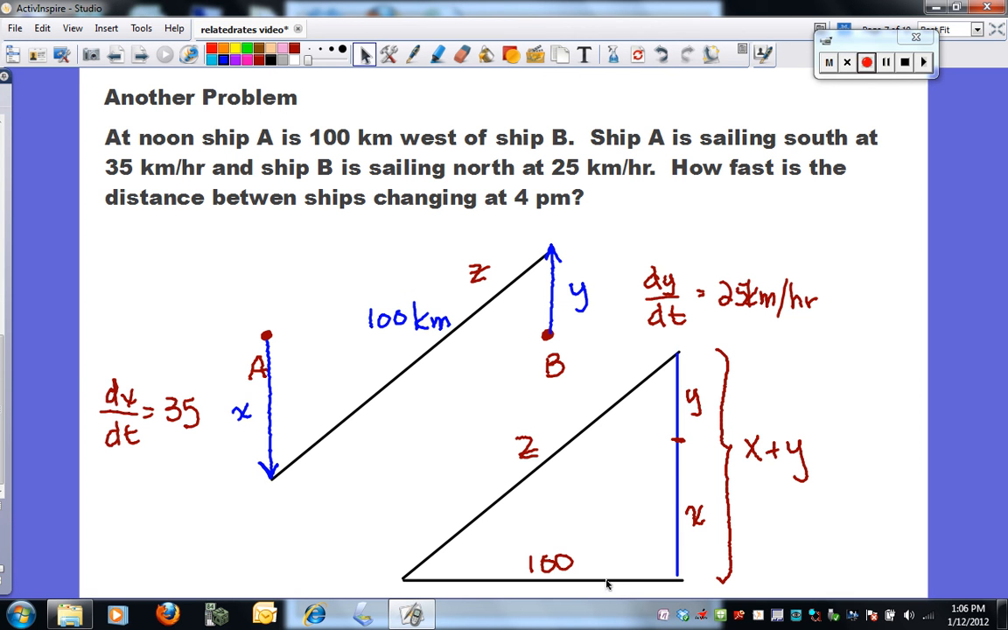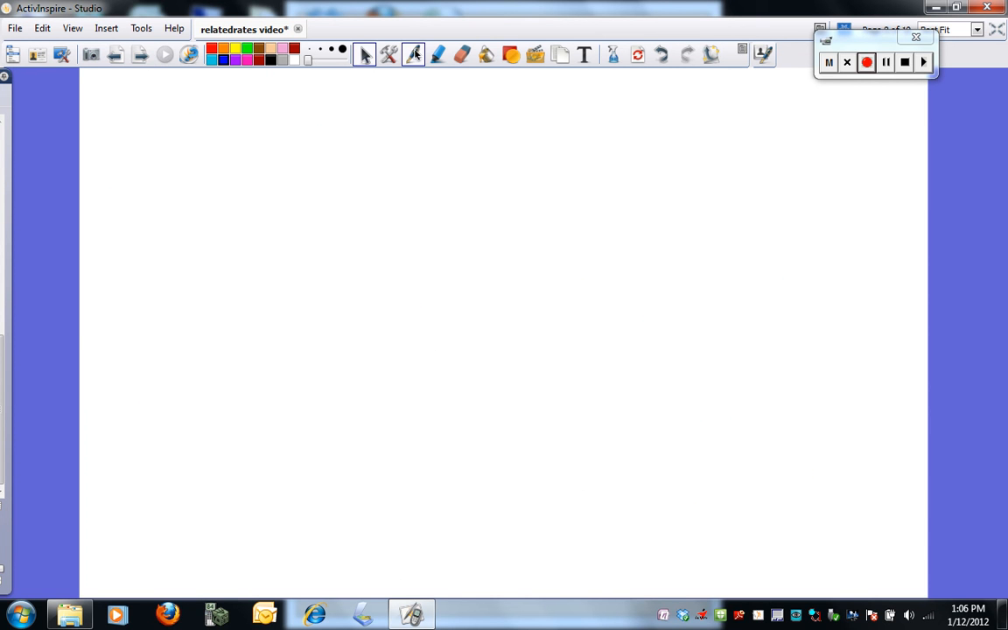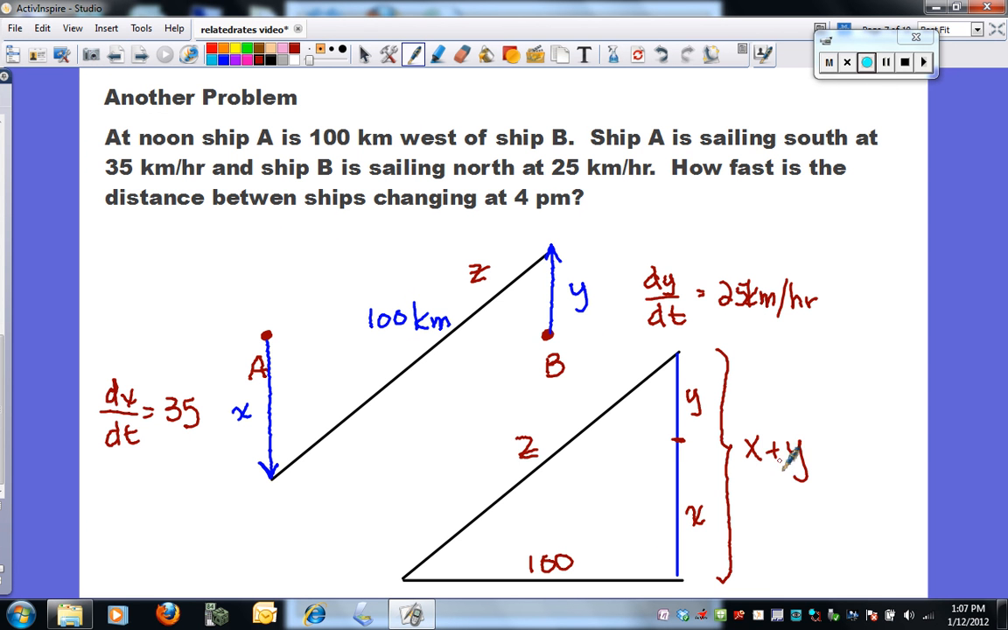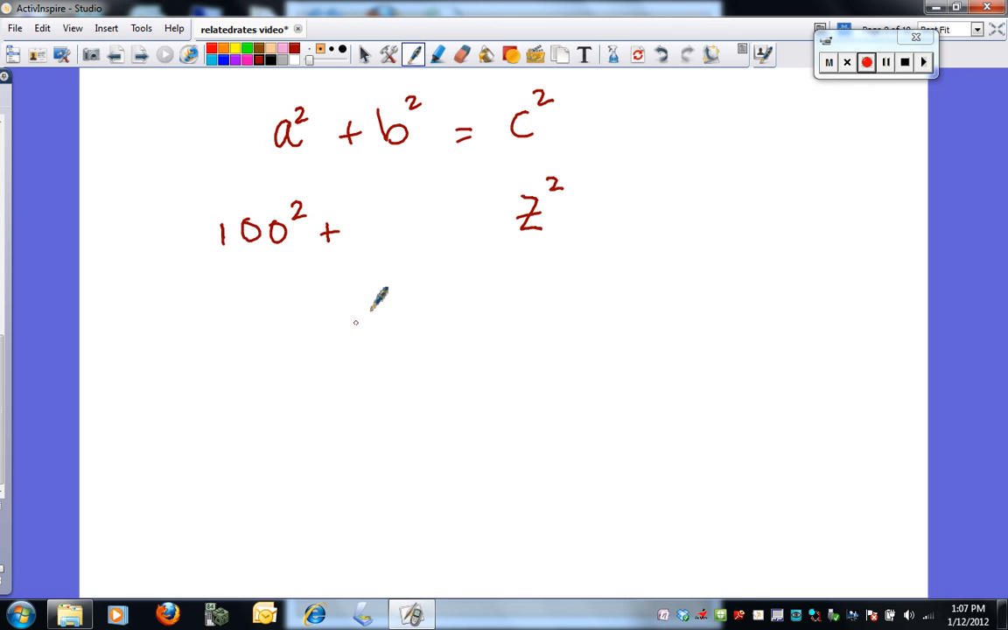We're going to use this information to now solve it. So I need a formula. We said it was the Pythagorean theorem: a squared plus b squared equals c squared. Now we know that our hypotenuse of the triangle was z squared. And then we knew one side was going to be 100 squared because that was our constant, the distance between the two ships. And b, if you go back a slide, is this side of the triangle, which is going to be this quantity x plus y. So this is going to be (x plus y) squared.